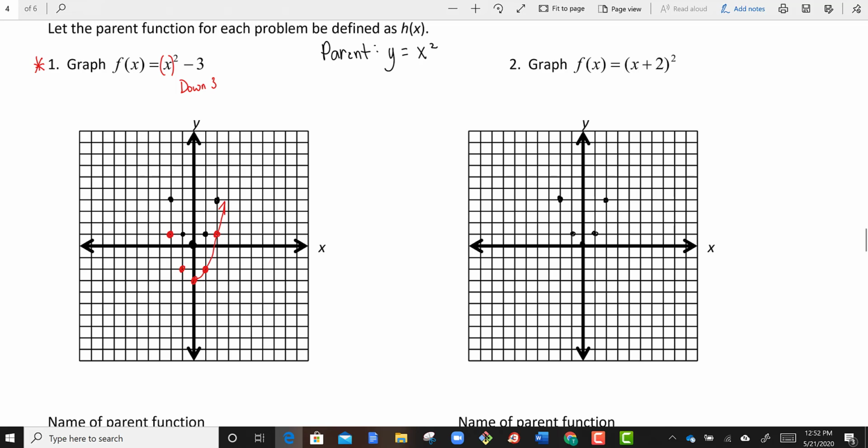So the one in red is ultimately our answer. I'll have a lot of students actually graph both, but just make sure you only connect the dots on the final answer.